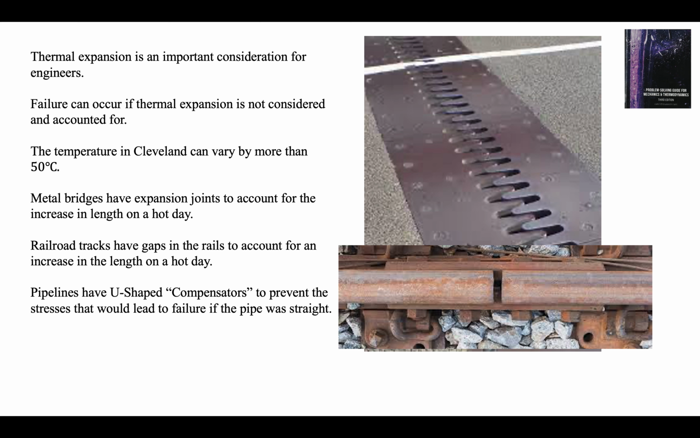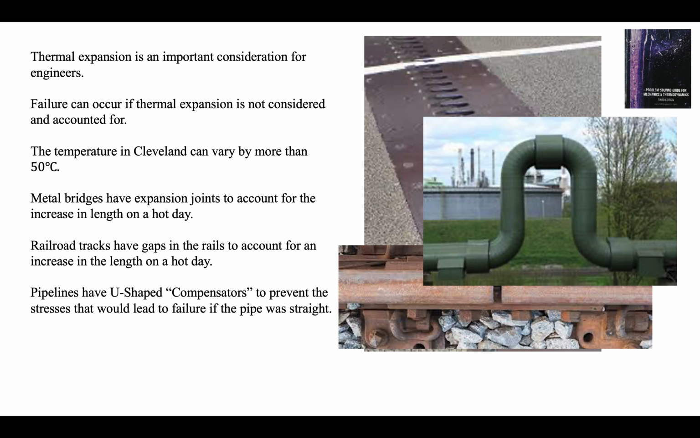Pipelines have these U-shaped compensators. So here's a U-shaped compensator. And the pipe actually is not attached. It can slide back and forth here. Otherwise, it would fail. So in the summer, when it's really hot, these two ends get closer together. And when it's cold, they get farther apart. And this prevents any catastrophic stress.